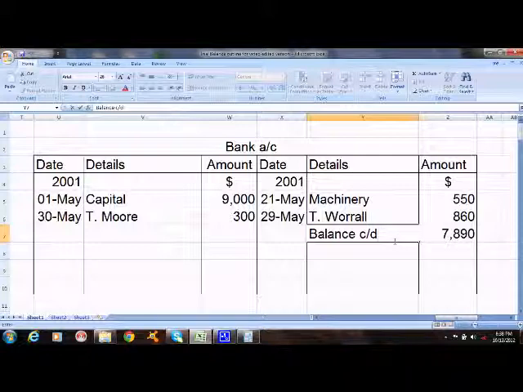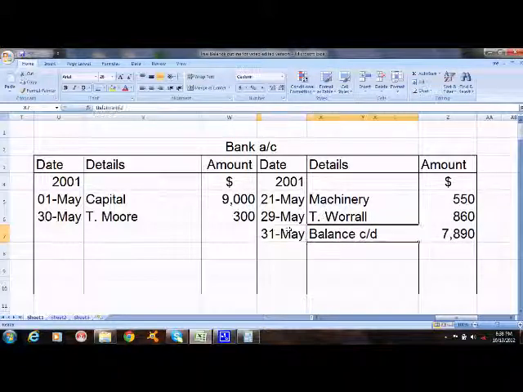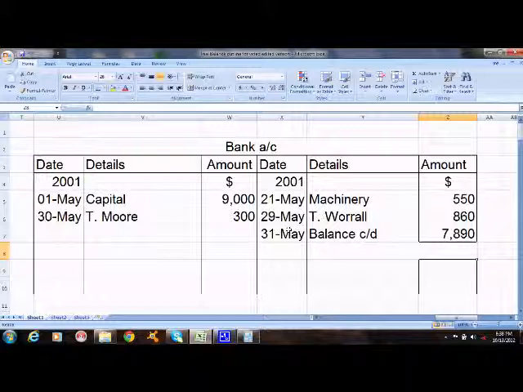The date given to the balance CD is the last day of the period which is finishing. So therefore, we would enter the last day of the month, which is May 31. So if you're balancing off, you place the last date of the month or the period, then you place balance CD, then the amount. That is the process that we will follow for each and every account. That is how balancing off is done, my friends.